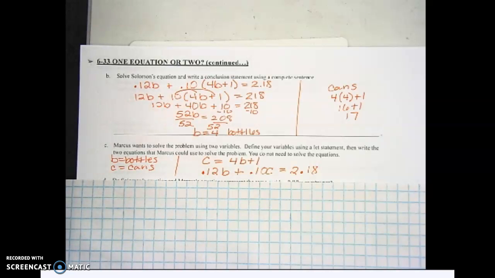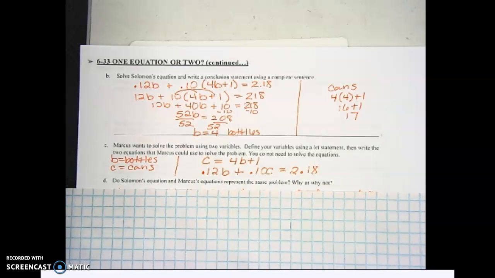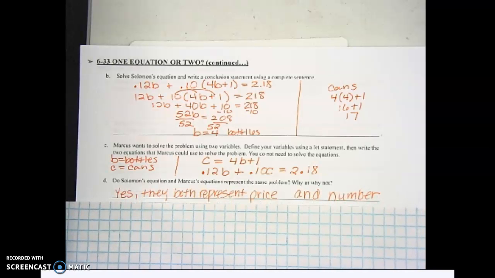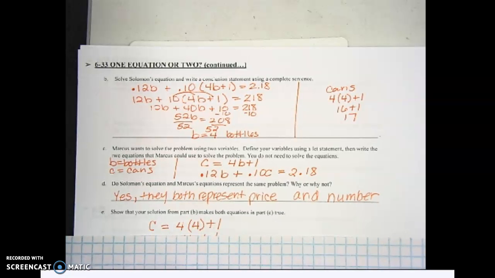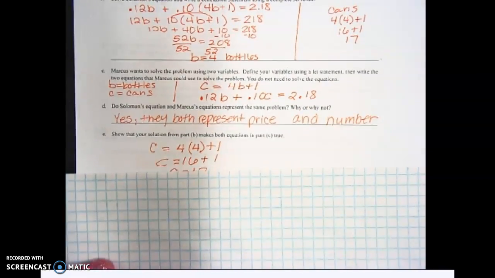The question asked, does Solomon's equation and Marcus's equation represent the same problem? Are they going to get the same answer? Solomon and Marcus, are they going to get the same answer? Yes. So you say yes. And then you say why or why not. Well, they both represent price and they both represent the number or the amount of bottles and cans. All right, letter E. Show that your solution to part B makes both equations in part C true. I just plugged in the 4 for the bottles, to get the amount of cans, which was 17.